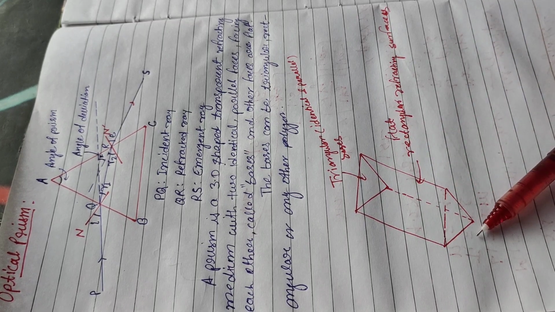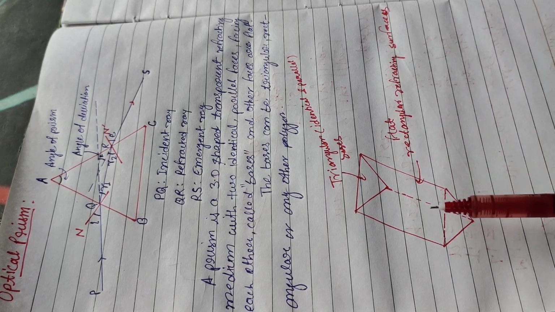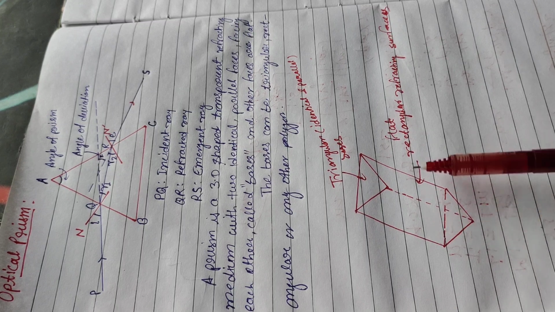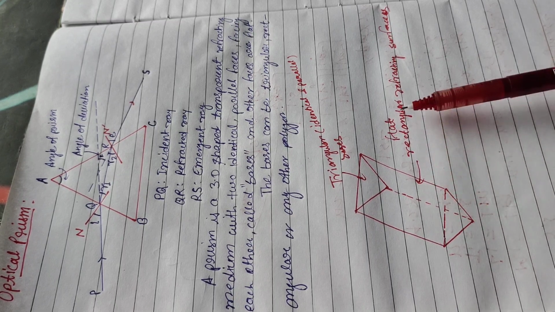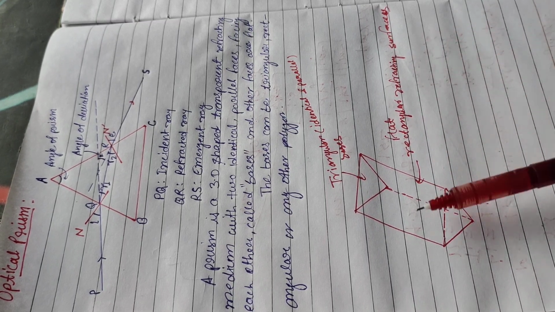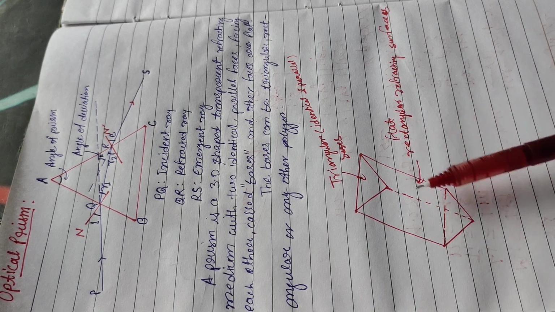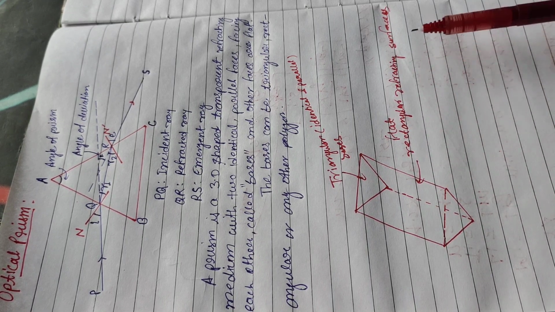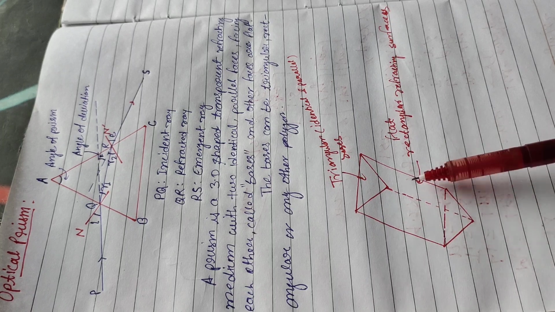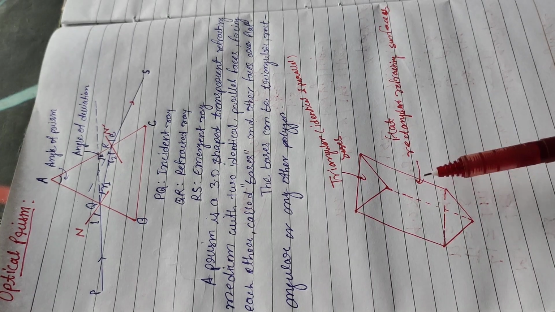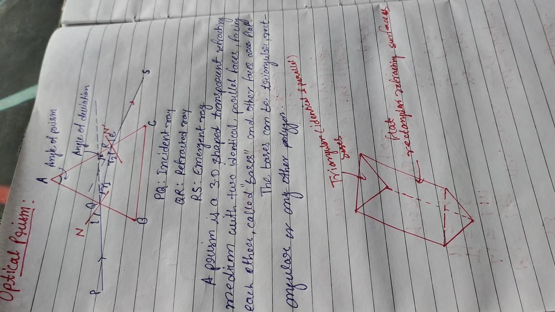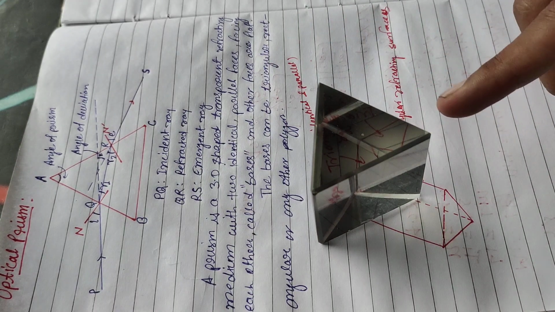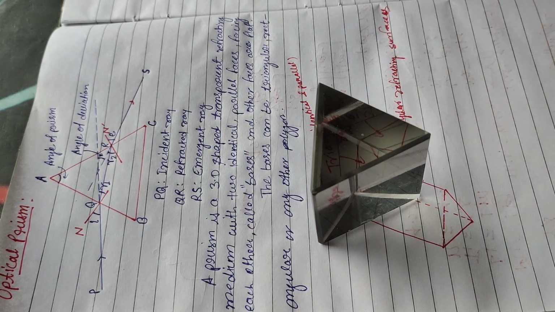Other than these two faces, the other faces, as you see here, are flat faces. In case of this triangular prism, these flat faces are in the shape of a rectangle. Now in practical, we call this a prism when we are in the lab, up to class 10th level.